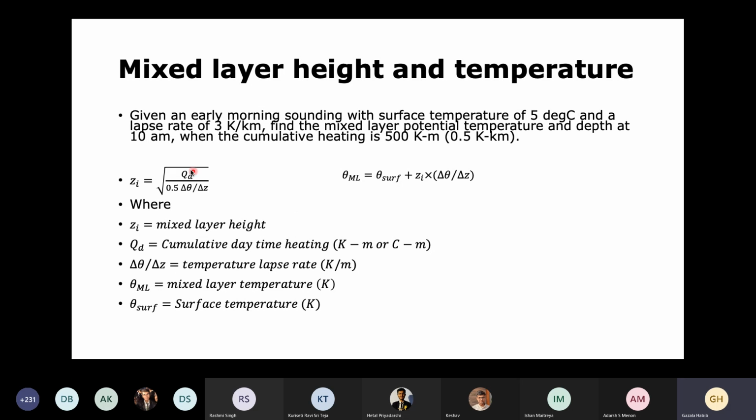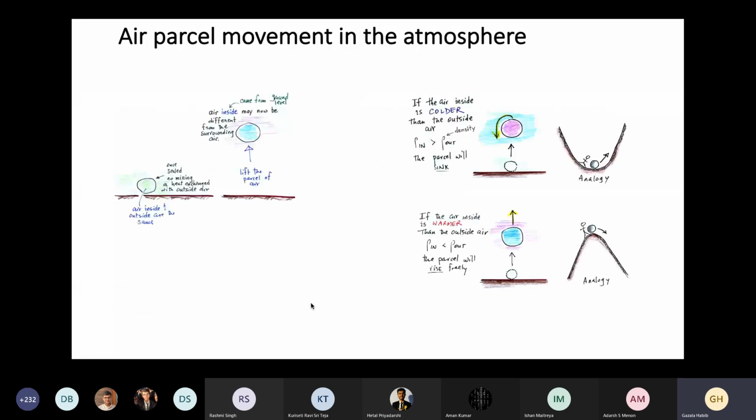So this is the formula to calculate the mixing height, where Zi is the mixing layer height, QD is cumulative day, and del theta upon del Z is the temperature lapse rate of the atmosphere. Theta ml is the mixed layer temperature. Theta surf is the surface temperature. Okay. So this is how you can calculate the mixed layer height and the temperature of the mixed layer.